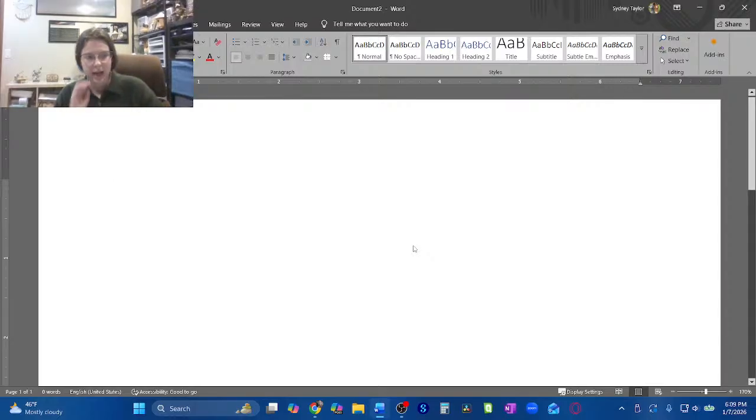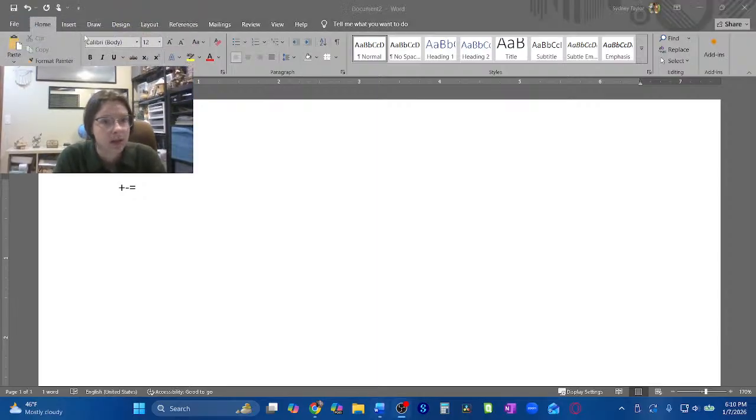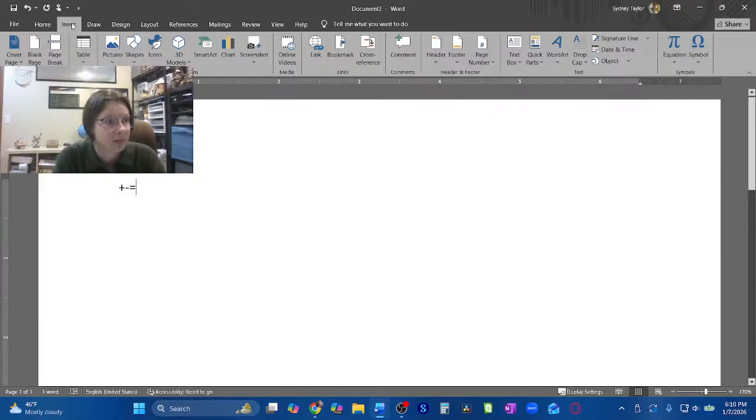Okay, so here we have just a Word document, and I'm going to show you how to do some of the symbols on here. Now, a lot of the math symbols are going to be on the keyboard. You just have to find them. So we have plus, minus, equals. For not equals, you're going to have to go over to your symbols, which is going to be under Insert, which is right here. And then you're going to go over to Symbol.